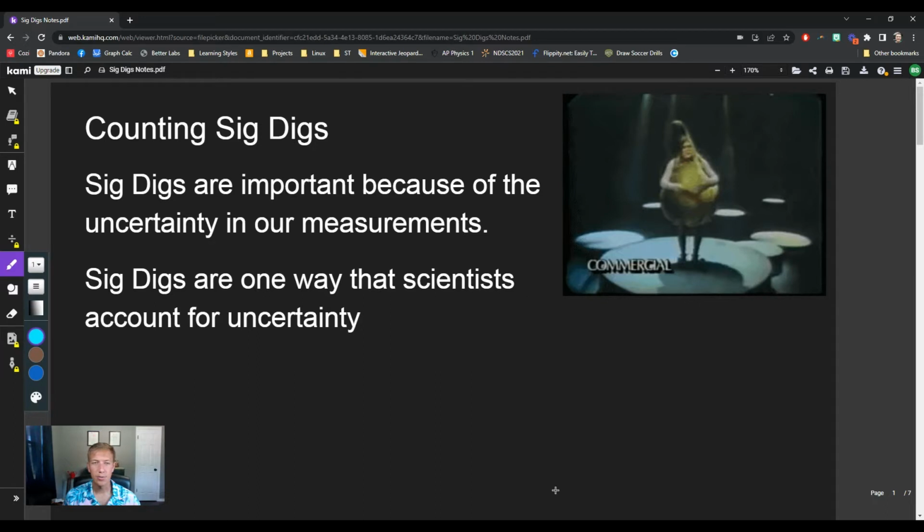Digs. So when I'm talking about sig digs, I'm talking about significant digits. Also, sometimes you'll hear this called significant figures or sig figs. We're talking about the exact same thing. It's just different notation. I like to use sig digs because I'm referring to digits, and that's kind of the way that I teach with measurements.